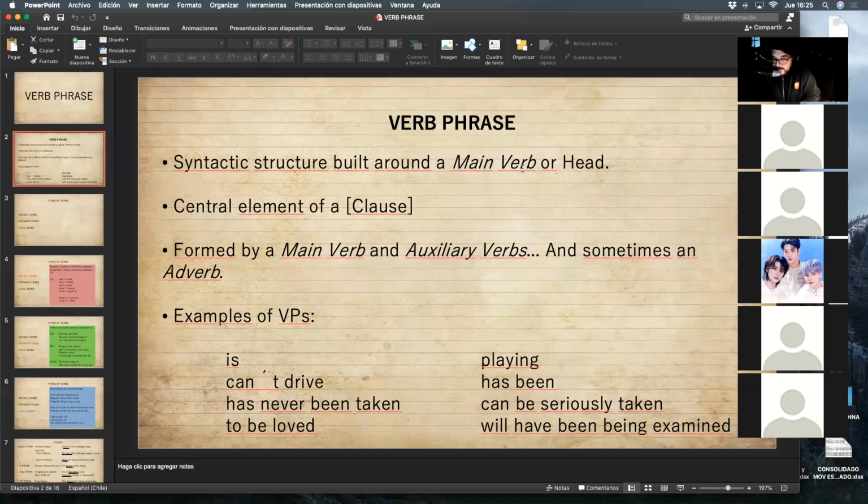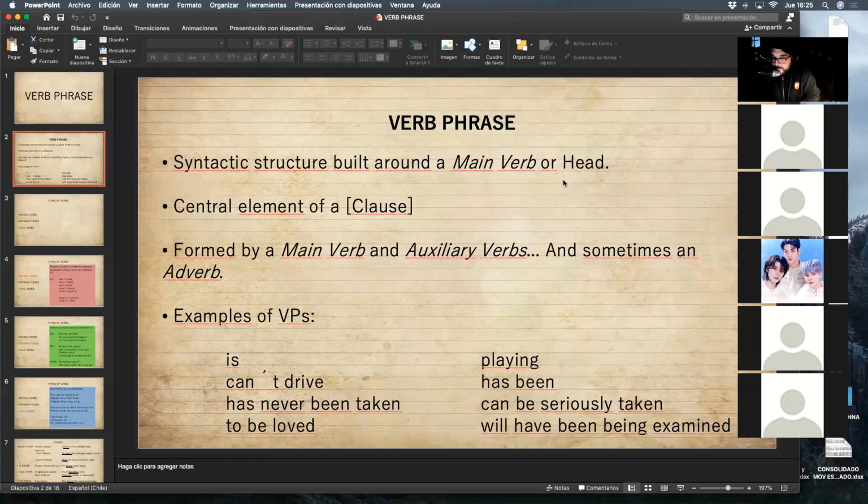The difference is that in this verb phrase, it is non-finite because the auxiliary verb doesn't have any mark for tense. The same with playing. Playing, you just have the ing form, right? Has been works in the same way, can be seriously taken. And finally, the longest English verb phrase, will have been being examined, where you have all the different elements that can vary inside of a verb phrase, right?